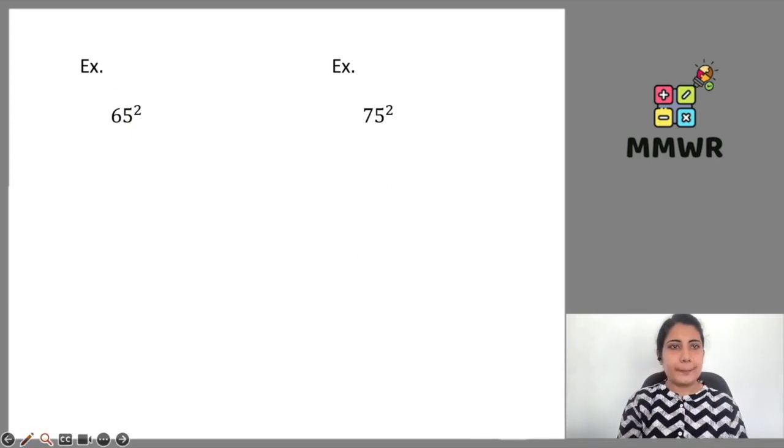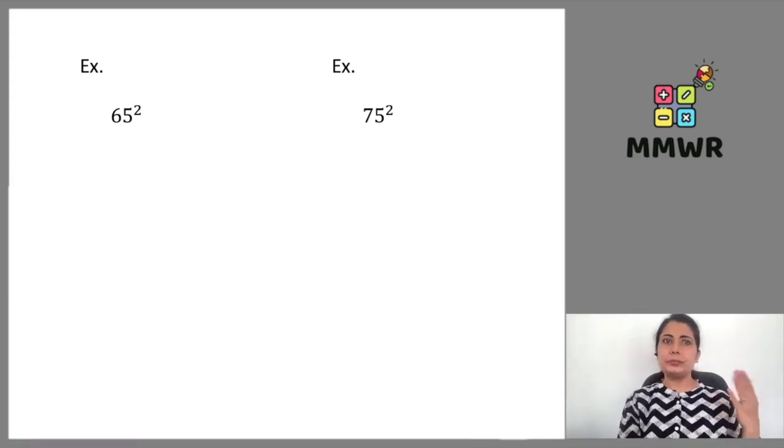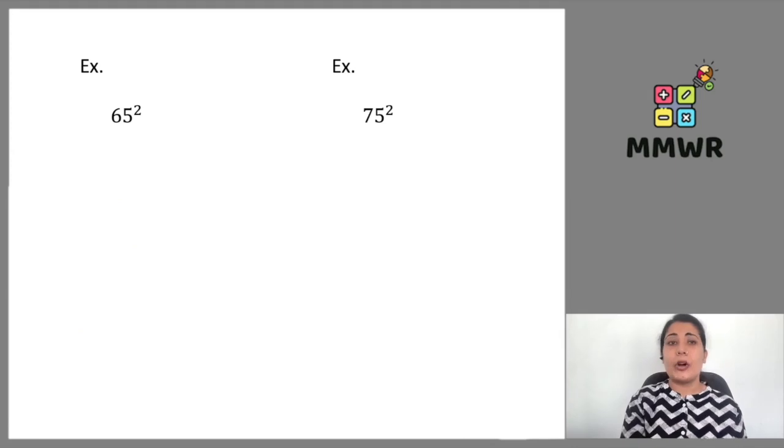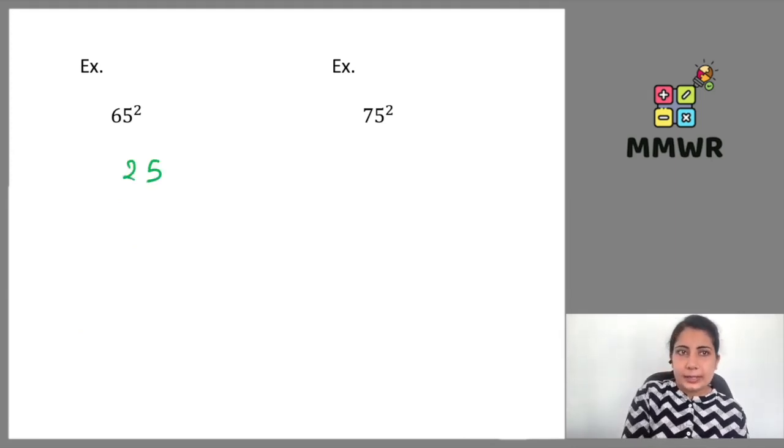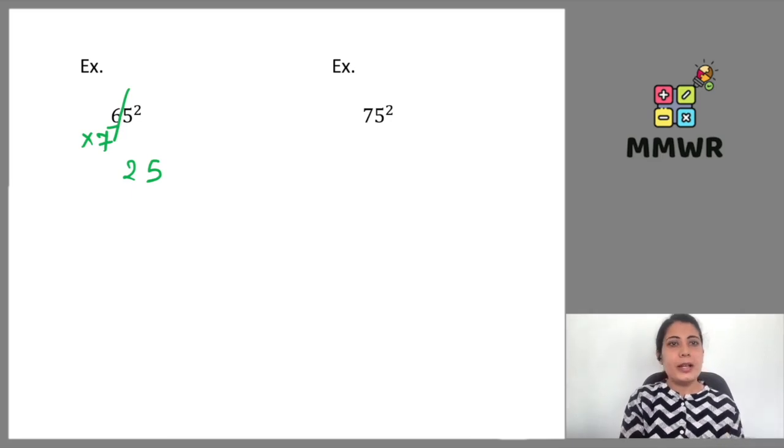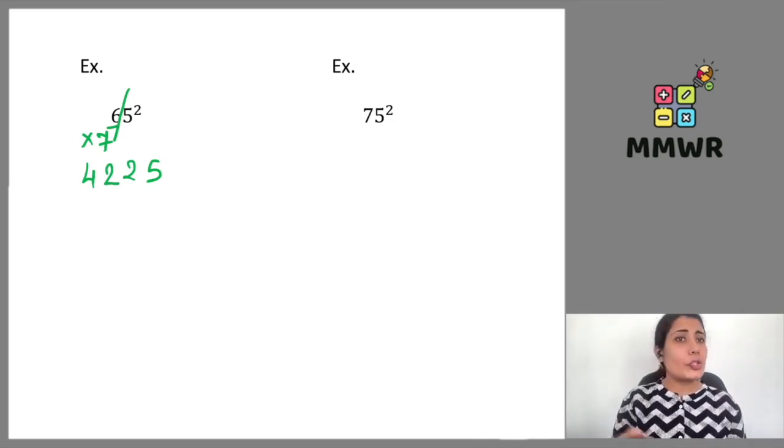Here we have another example, 65. How to find the square of 65? So we'll simply write 25 here at the end. Now remaining part of the number, here we have 6. 6 will be multiplied with 7. 7 6s are 42, right? 42. So square of 65 is 4225. You can see that it is so easy to find. We can do it mentally.